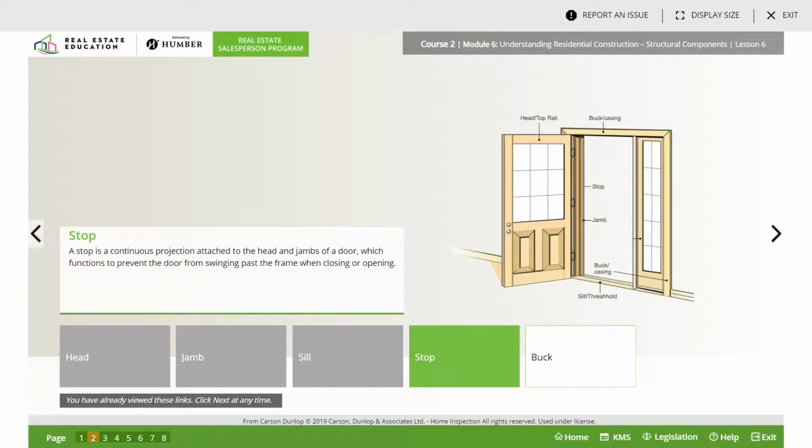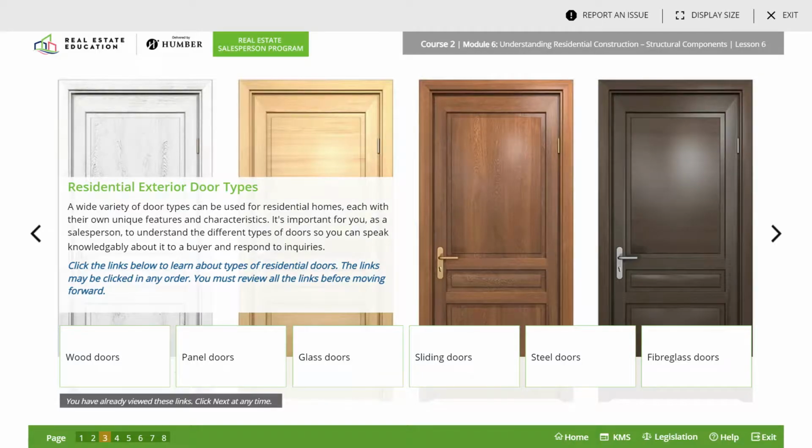A stop is a continuous projection attached to the head and jamb of the door, which functions to prevent the door from swinging past the frame when closing or opening. A buck of a door is a subframe around the door. Bucks are sometimes referred to as a casing, typically designed from either wood or pressed metal.